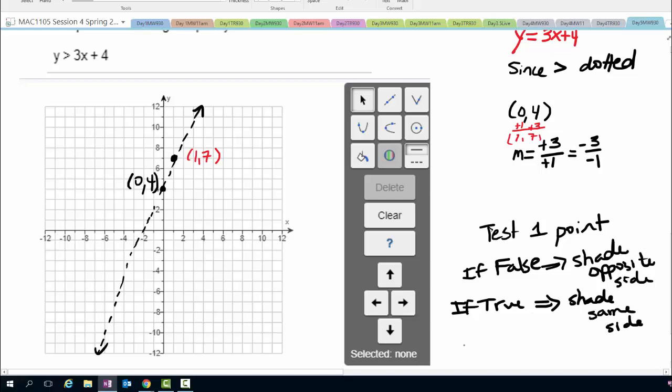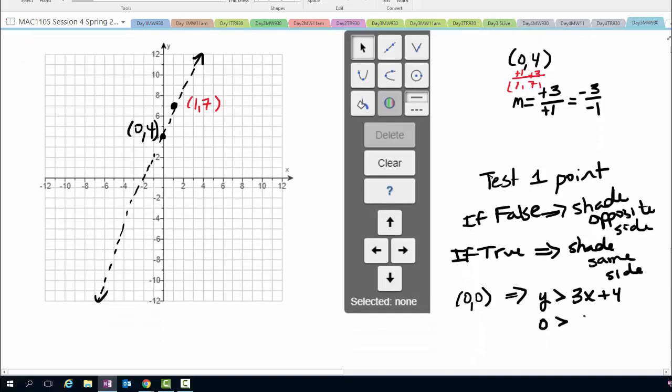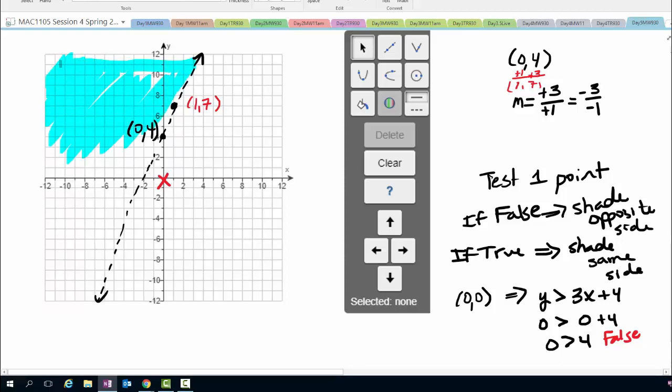But if we pick 0, 0 in this case and put it into our inequality, y greater than 3x plus 4, then we get 0 greater than 0 plus 4, which means 0 is greater than 4. Is that true or false? That's definitely false. Okay. All right, so where am I going to shade? Up and to the left or down and to the right? Up and to the left. We do not want to include the side that has 0, 0 in it, so we're going to shade the other side. So every single pair of coordinates that's up and to the left of this line is going to be shaded.